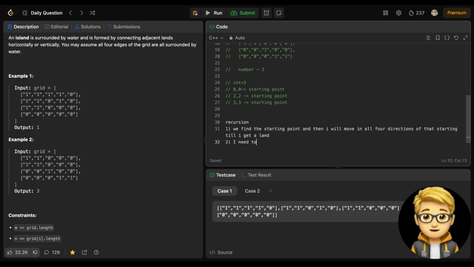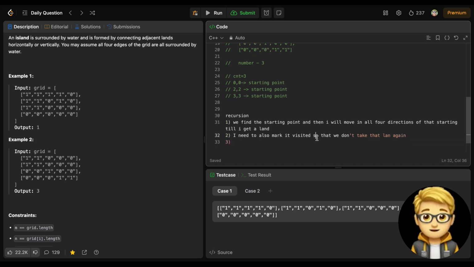I need to also mark it visited so that we don't take that land again, right? And we also increment the count whenever I get a new starting point.